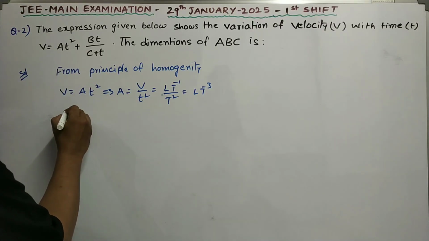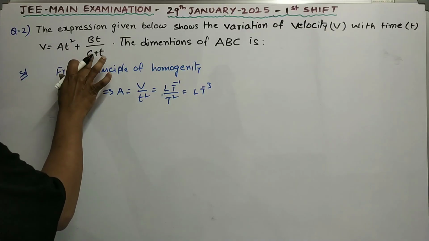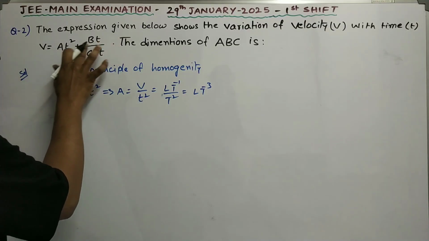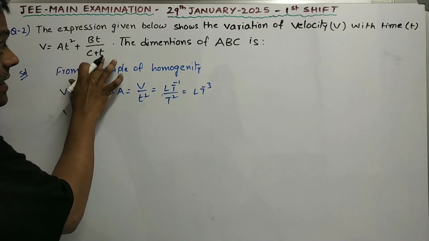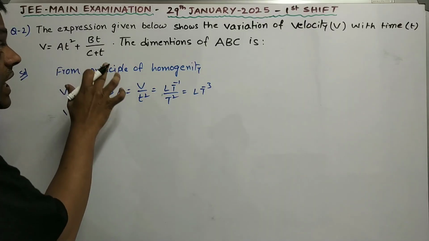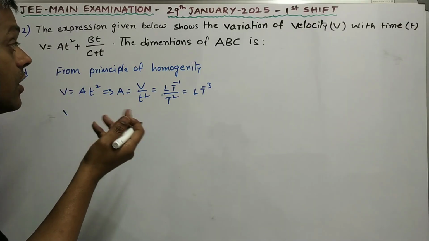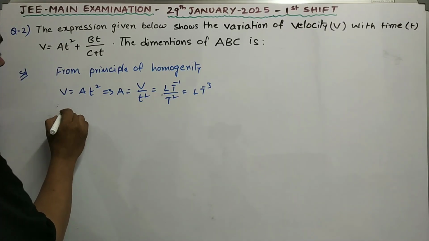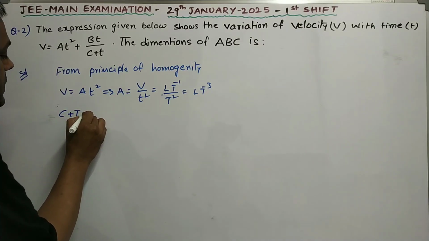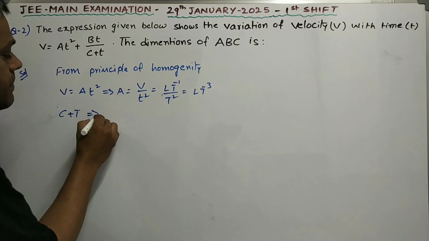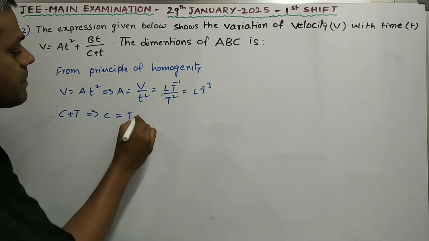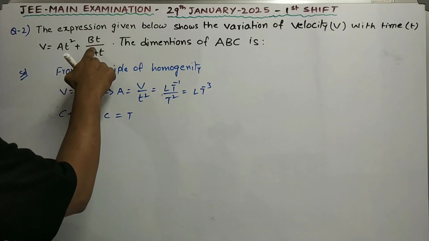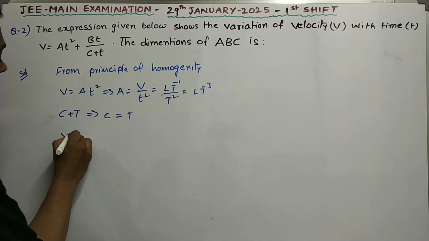Okay, next one. V is equal to B by C plus t. Here, C is added to time, that means both have the same dimension. That's why we are allowed to add them. That means C plus t, having the same dimension, so C is equal to time T only.